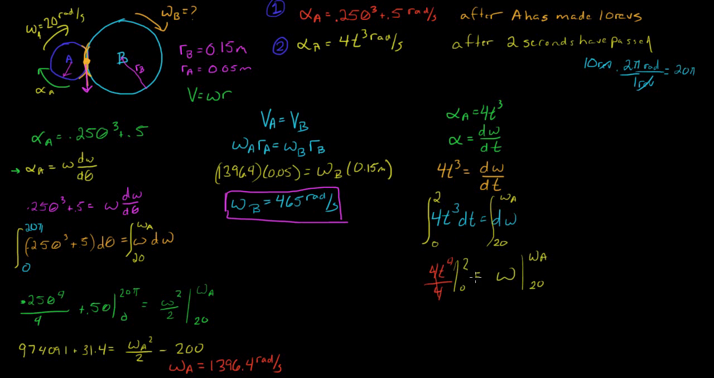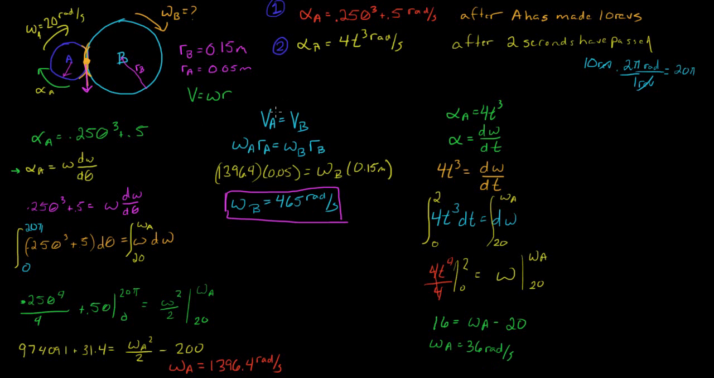Now, if we plug in our bounds, we get 2 to the 4th, so 16 is equal to omega A minus 20. And we get a final angular velocity of A equal to 36 radians per second.